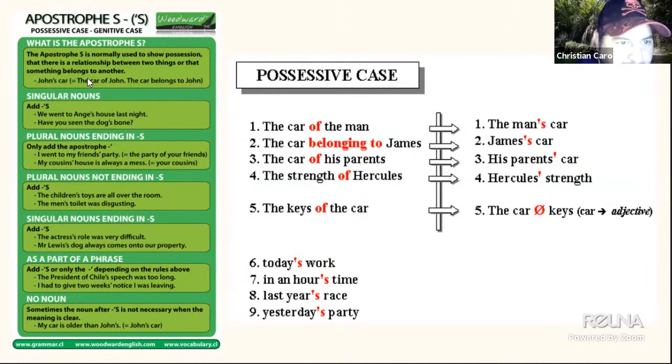Veamos entonces los casos, los más emblemáticos. For example, sometimes the noun after apostrophe s is not necessary when the meaning is clear. Like, for example, my car is older than John's. O podríamos decir, my car is older than John's car, pero ¿para qué vamos a repetir car? Si ya sabemos de qué estamos hablando. Entonces, simplemente John's. Now, for example, if you're talking about a party, where's the party? You know, they say Paula's. Perdón, Paula, voy a usar tu nombre. Paula's. Entonces sabemos de qué estamos hablando. Talking about a party, where's the party? Paula's. ¿Dónde la Paula? Así que nos juntamos.